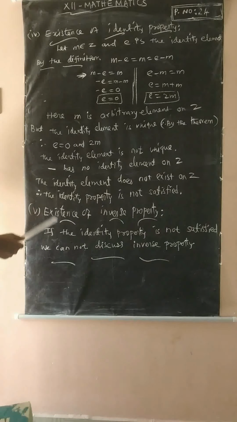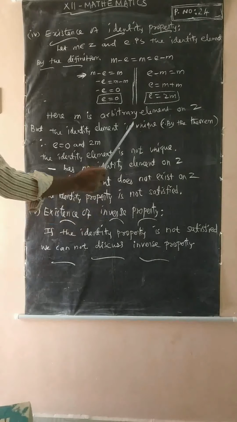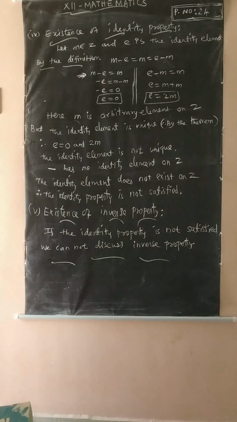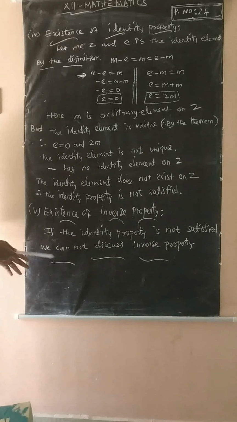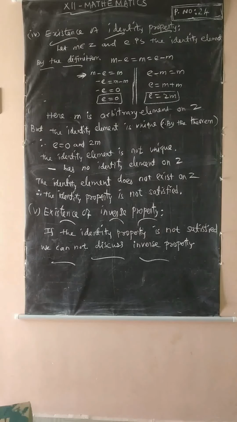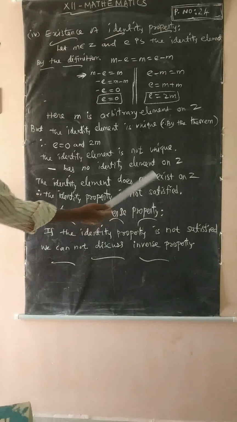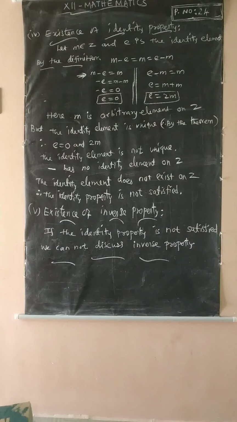So next, the fifth one is what? Existence of inverse property. So if the identity property is not satisfied, we cannot discuss inverse property. The identity element must be known, then only the inverse element is discussed. So if the identity element does not exist, we cannot discuss inverse property. That is the example 12.3 students.